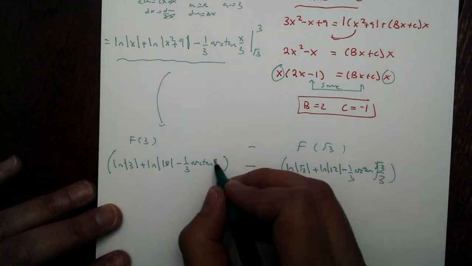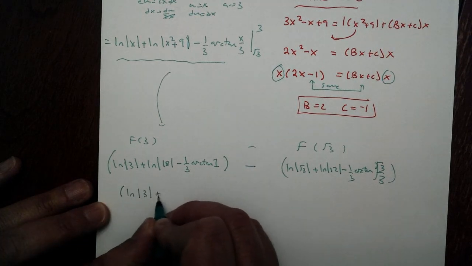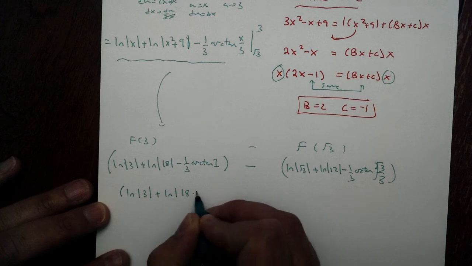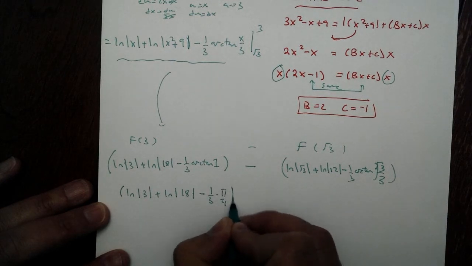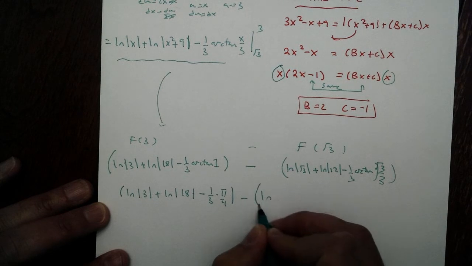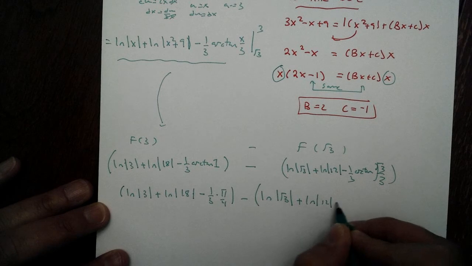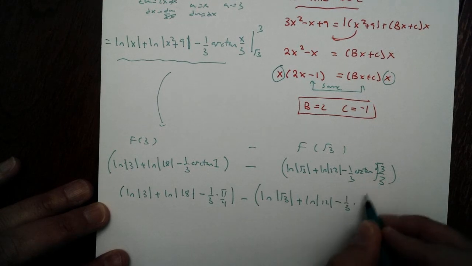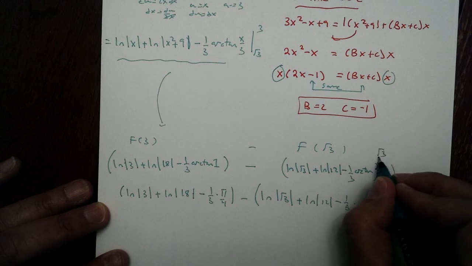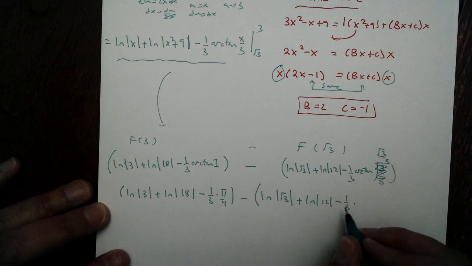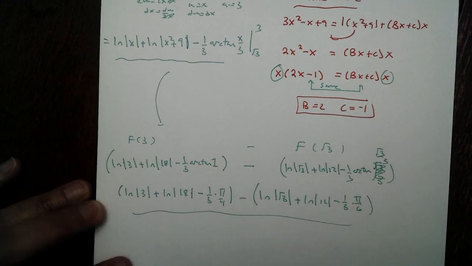is pi over 4. So I can write this as natural log root 3 plus natural log 18 minus 1/3 times pi over 4, minus the natural log of root 3 plus the natural log of 12 minus 1/3 times pi over, remember this is the arctangent root 3 over 3, which is pi over 6. We should always reduce our trig values if we can.